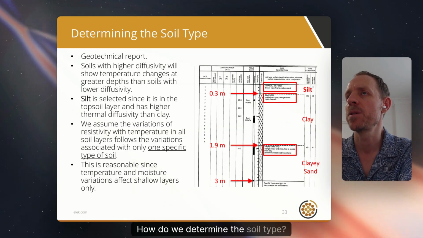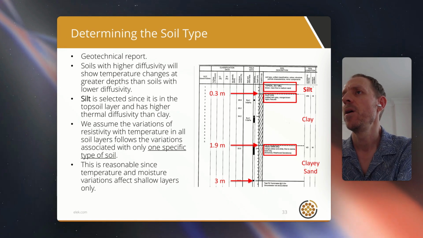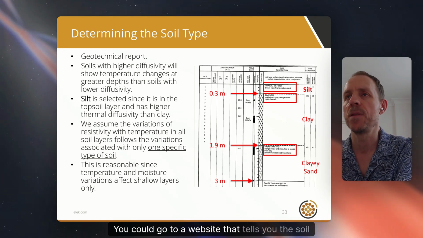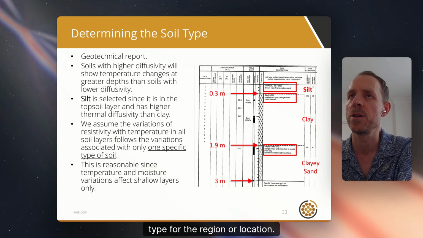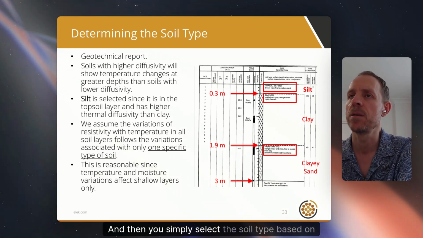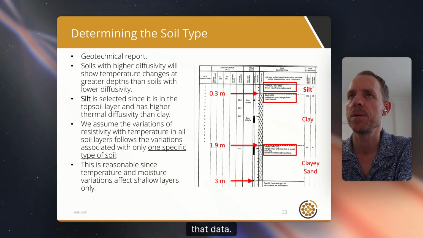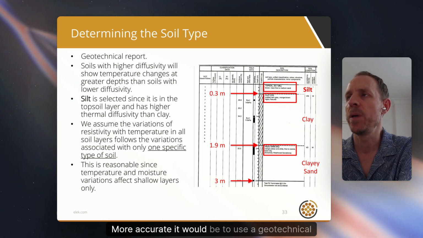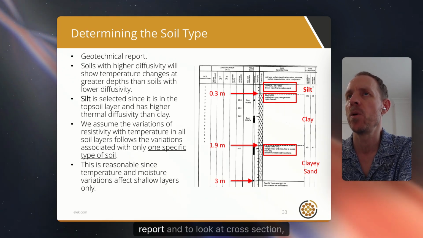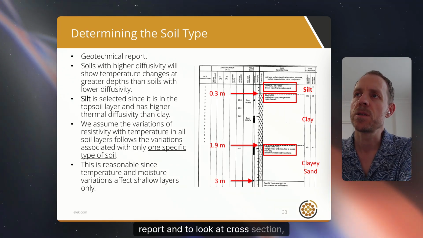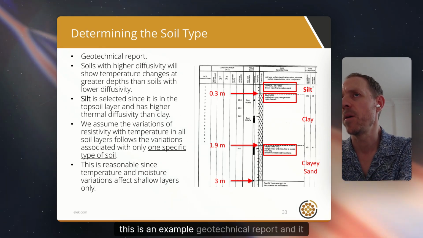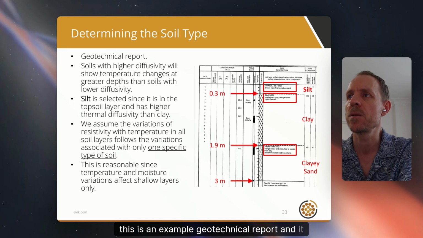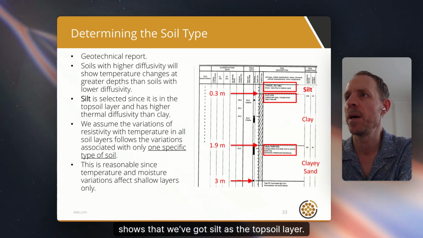How do we determine the soil type? There are several ways. You could go to a website that tells you the soil type for the region or location, and then you simply select the soil type based on that data. More accurate would be to use a geotechnical report and to look at a cross-section of the soil. In this case, this is an example geotechnical report, and it shows that we've got silt as the topsoil layer.